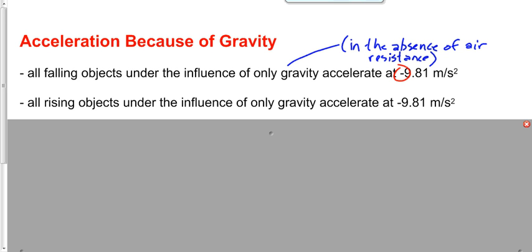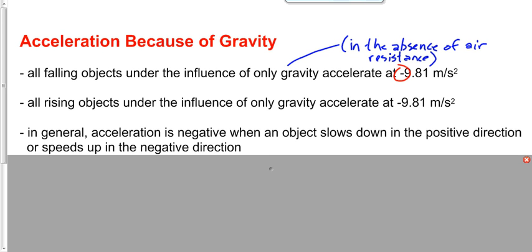Why? Because it's slowing down in the positive direction. So you got something that's speeding up in the negative direction or slowing down in the positive direction. That's a negative acceleration any way you look at it. So in general, we say that acceleration is negative when an object slows down in the positive direction or speeds up in the negative direction.